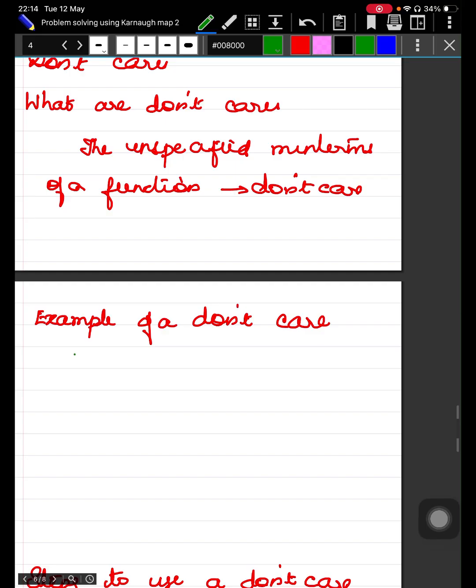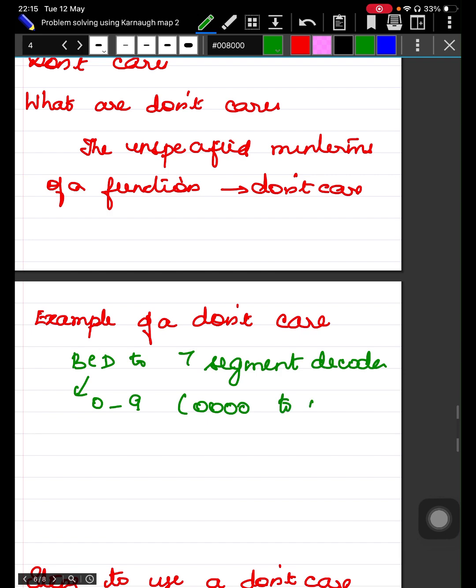The example is a BCD to 7-segment decoder. We all know the BCD has only decimal digits from 0 to 9, that is 0000 to 1001. But if you have 4 bits here, this can go up to 1111. This is 9 and this is 15. So the numbers from 10 to 15 are not being used in this BCD to 7-segment decoder. So these 10 to 15 are called don't cares.